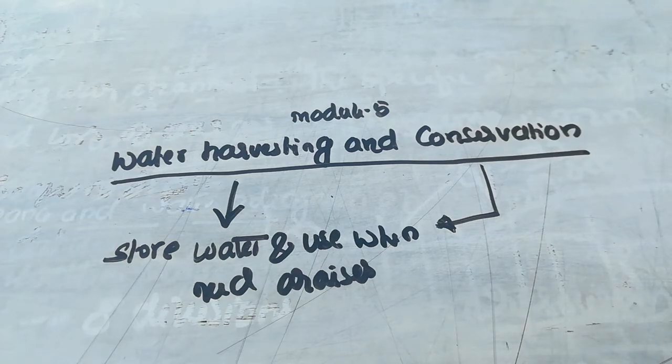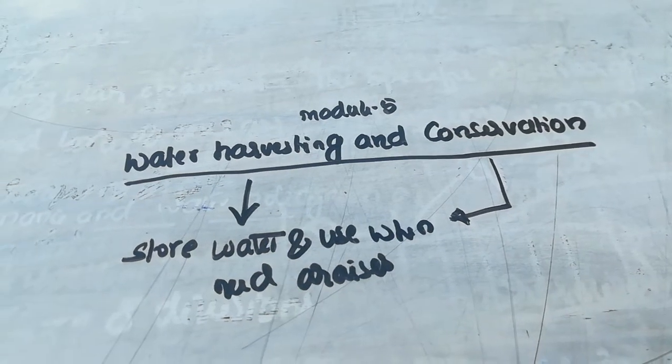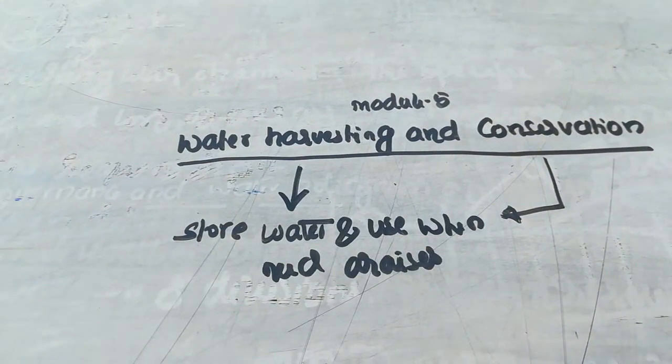So this is the principle of water harvesting and conservation. Many techniques are used for water harvesting systems. We can harvest the water using rooftop techniques. Rooftop techniques means water is collected from the rooftop, we can make a small trench, and use that water for further use. That is also one of the techniques.